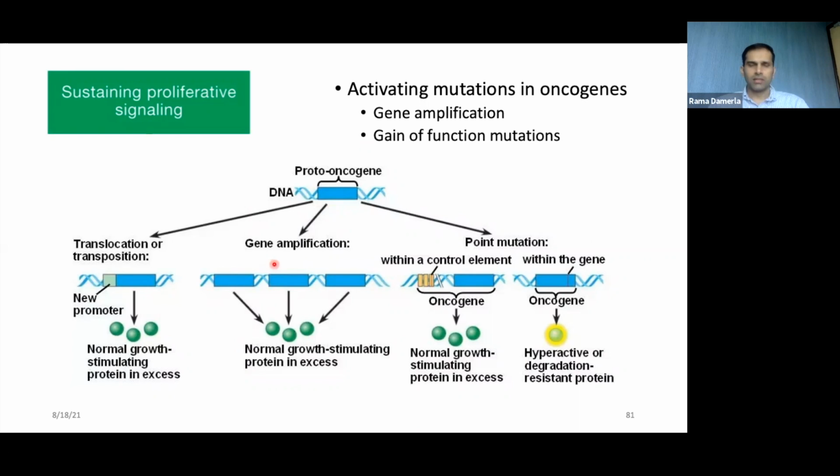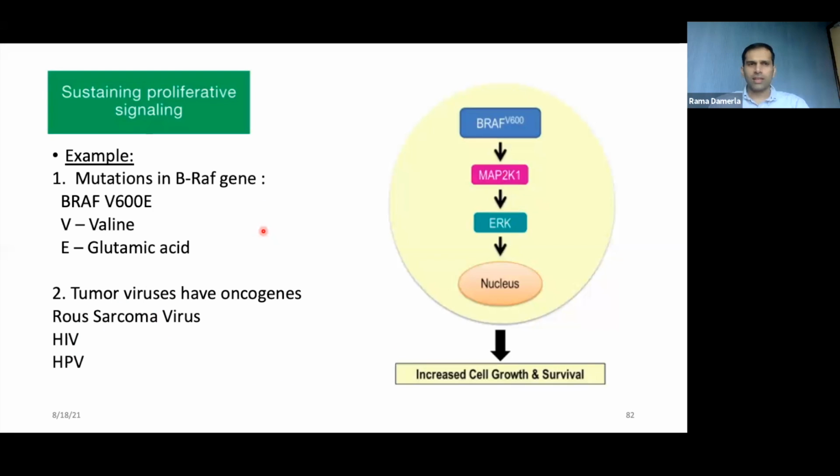There could be gene amplification, so there could be tandem duplication of the genes. So it produces more and more protein that might lead to cancer. And then there could be point mutations within the gene or within the promoter or regulatory elements that can promote hyperactive expression of this gene. One of the examples is the BRAF gene, where the BRAF V600E mutation is very commonly found in colorectal cancers and lung cancer.